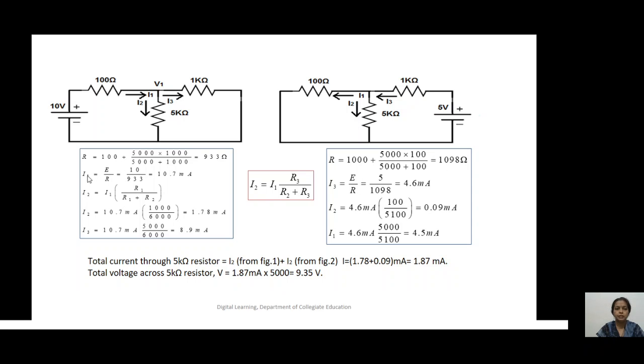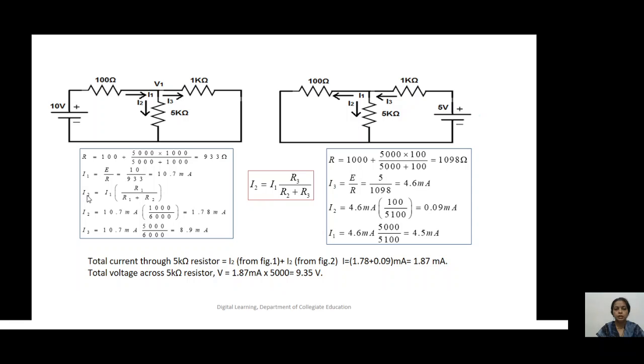So main current is equal to EMF divided by total resistance. EMF is 10 volts and total resistance is 933, which is equal to 10.7 milliamps. So this is the main current. So I1 is the main current. Next is I2 and I3, the branch currents.